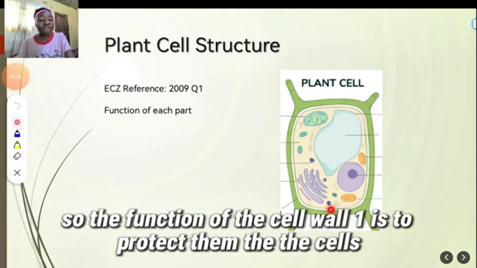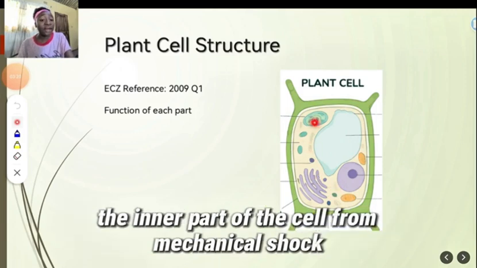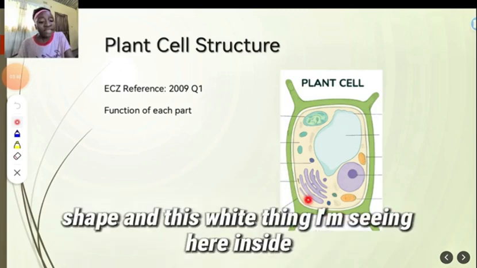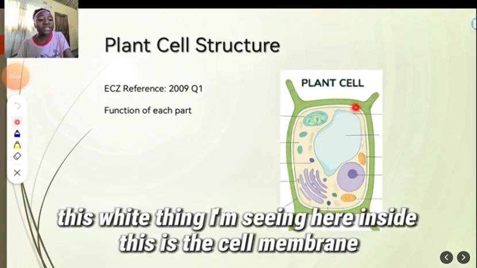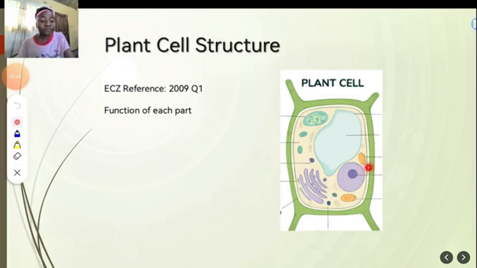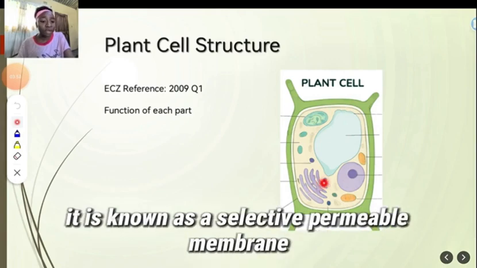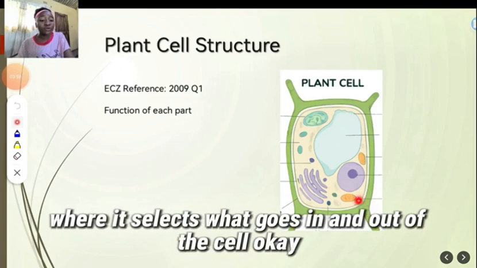And this green thing, while the pointer is pointing at, make sure you are able to see, this is the cell wall. So the function of the cell wall, one is to protect the inner part of the cell from mechanical shock. And the other function is to give the cell its shape. And this white thing you're seeing here inside, this is the cell membrane. This is where it selects what goes in. It is known as the selectively permeable membrane, where it selects what goes in and out of the cell.